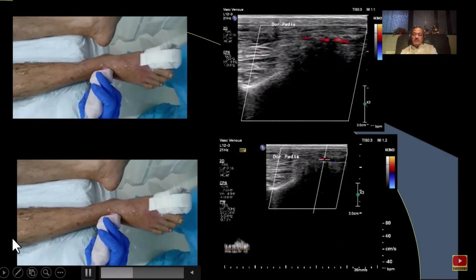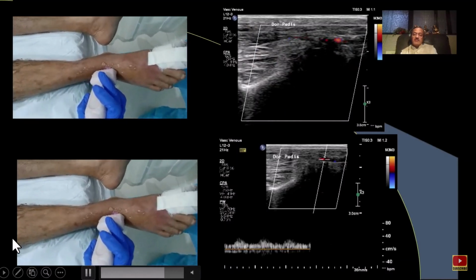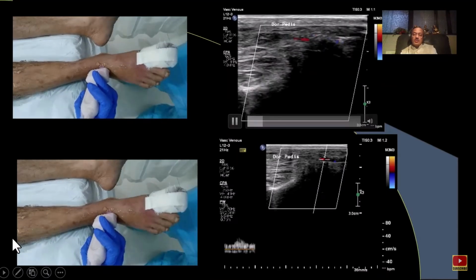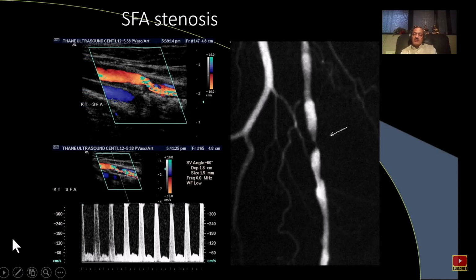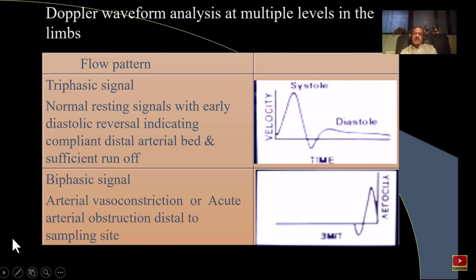We could see this flow right up to the base of the toe. So that's very important information which you can give to the clinician. Usually they want to know how the flow is, whether the plantar arches are patent, and whether there's flow right up to the base of the toe. That's another example again, stenosis of the SFA with aliasing with very high velocities, almost 75% stenosis.